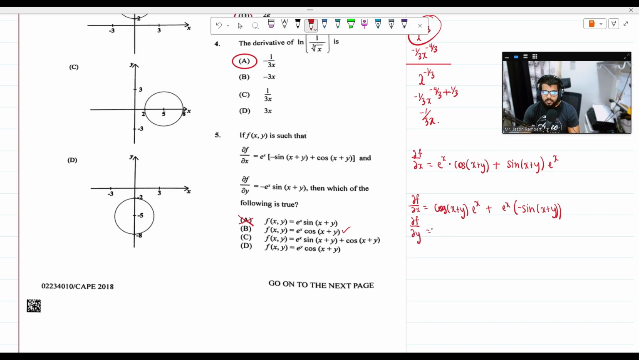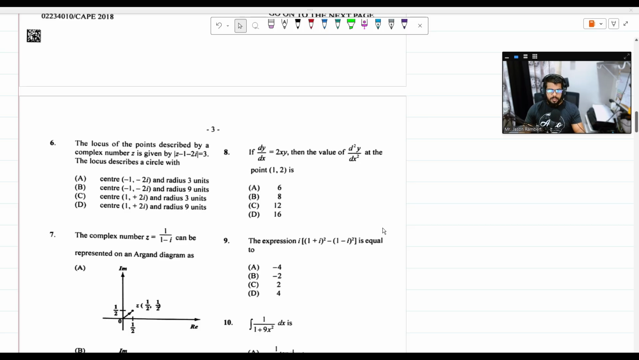Differentiating with respect to y, e to the x is now a constant, so I'll just differentiate cosine of (x plus y), which is minus e to the x sine(x plus y). So this answer is going to be option B. And from the time we hit the second year of past papers and we see this question repeat and get accustomed to what the question is and what the answer is, then it's a no-brainer from there.